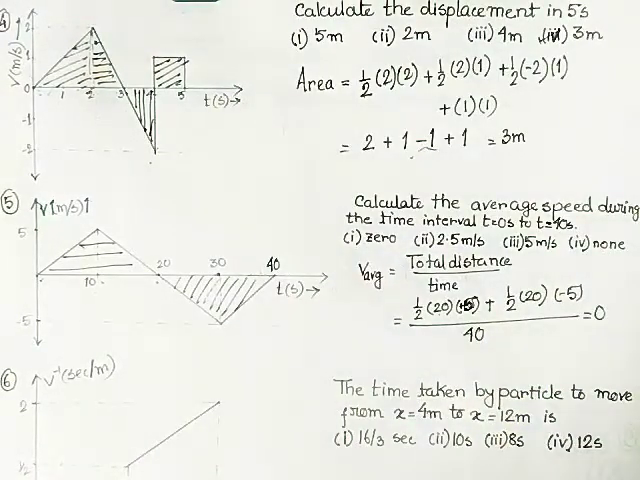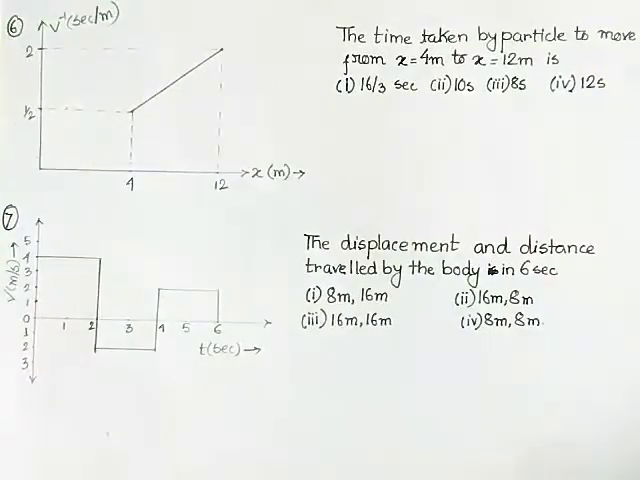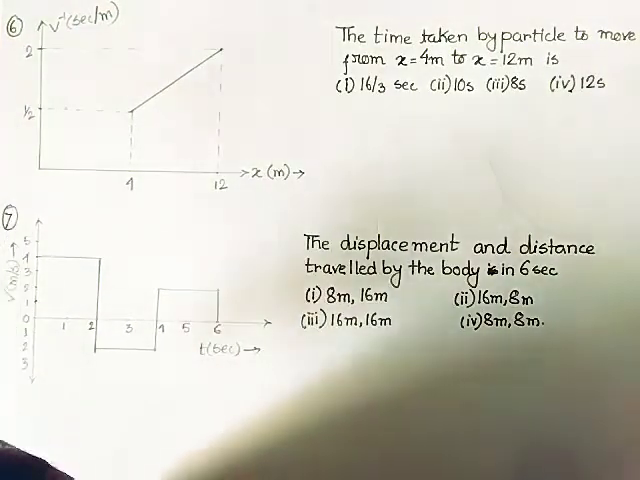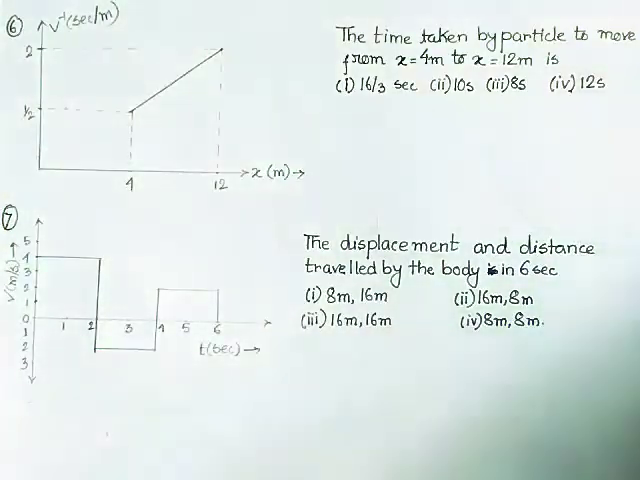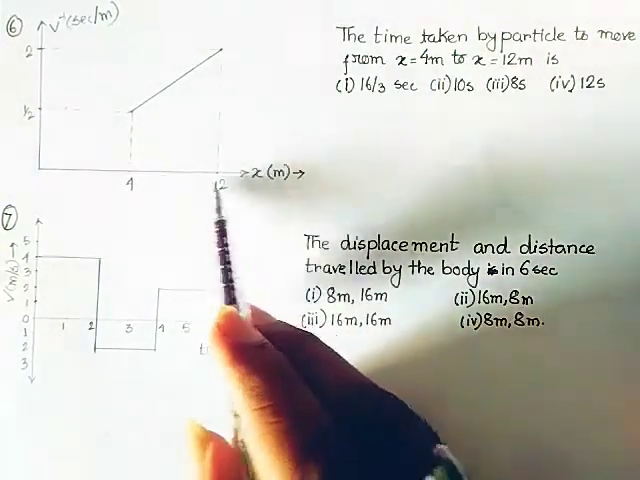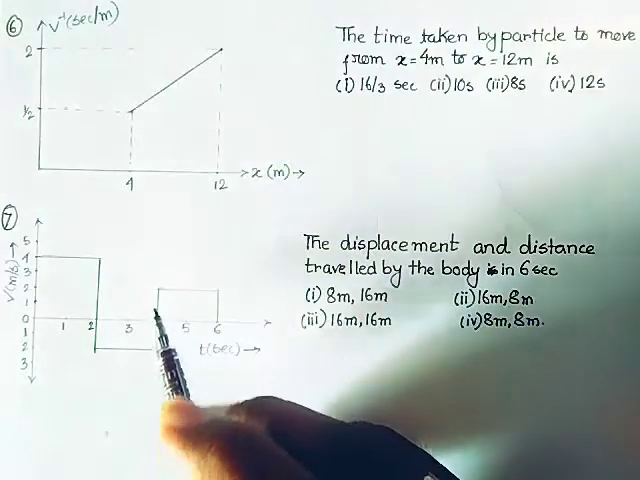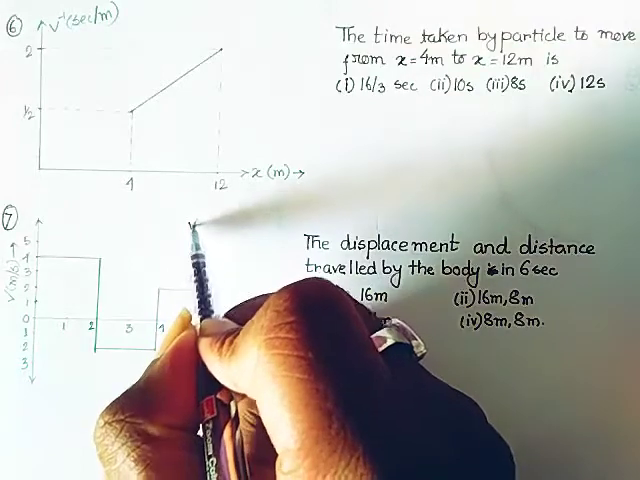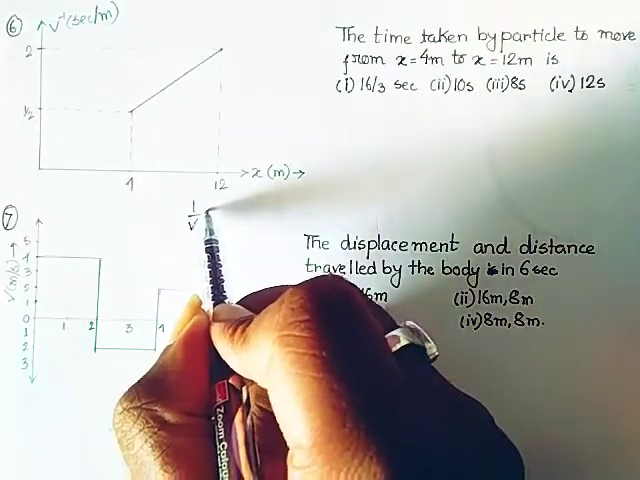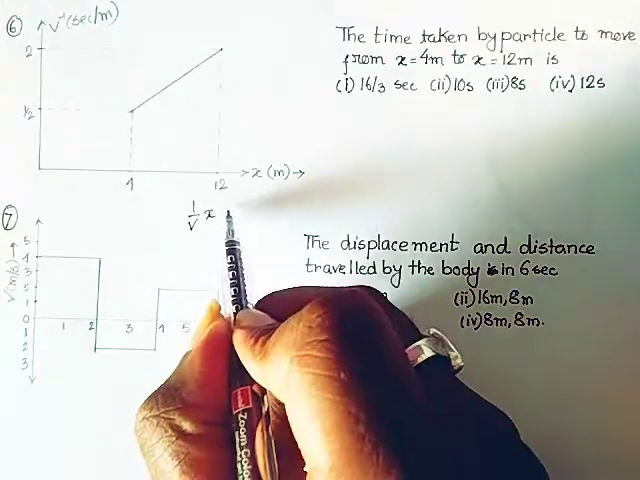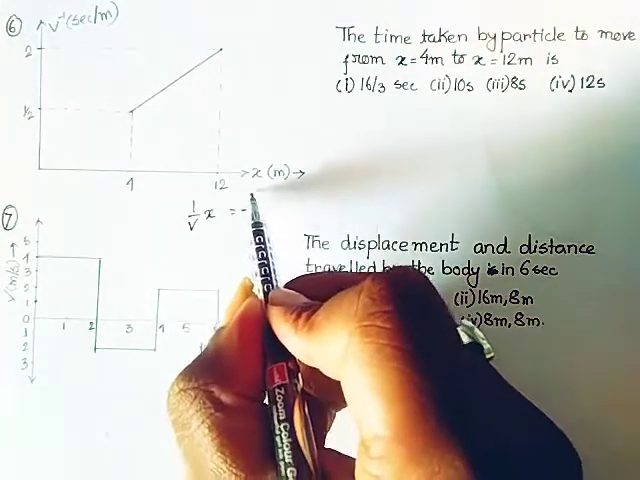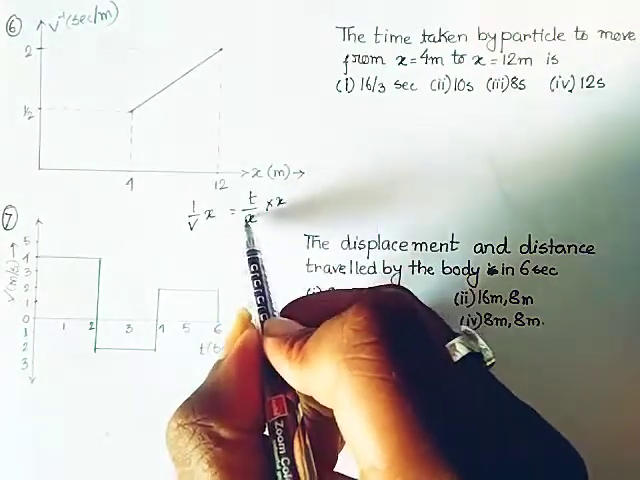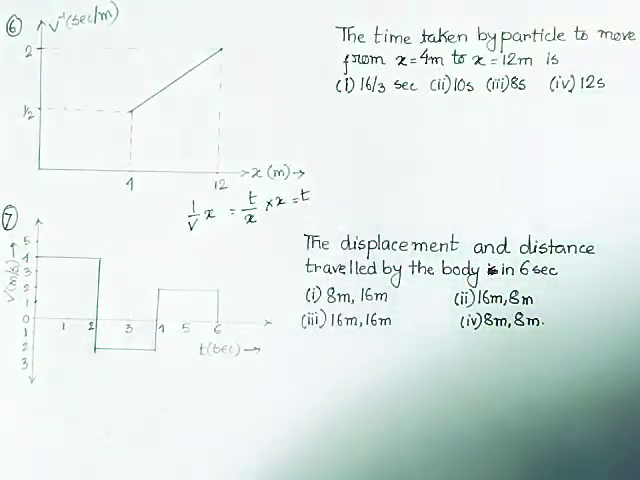Next question is, the time taken by the particle to move from x equal to 4 meter to x equal to 12 meter. If I look at this, the variable representing along the y-axis is v inverse, and the variable along this axis is x. So just think, if I multiply v inverse, that is 1 by v, with the distance: v is basically x by t, so it will be x divided by t, and multiplied by x. So x cancels out, and it gives us the time.